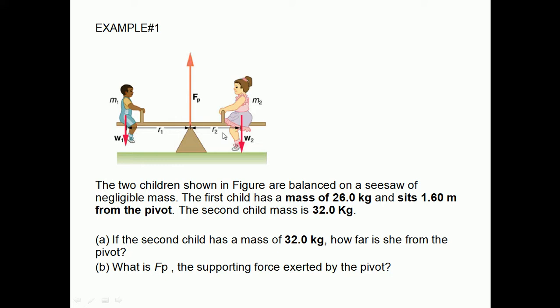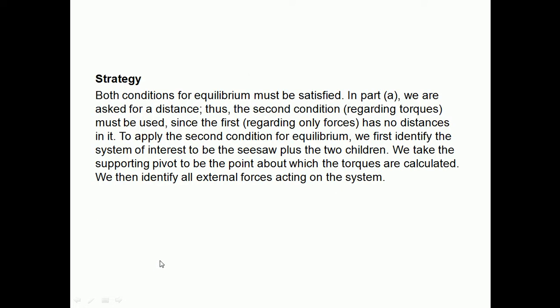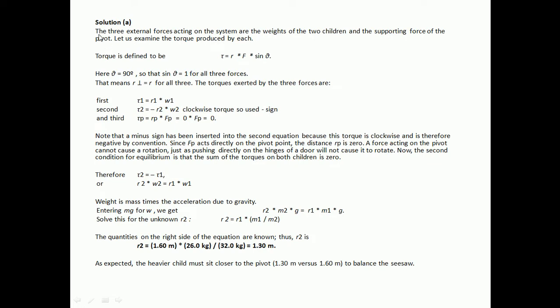This is our question. The strategy for solving it is mentioned over here, but I will go directly to the question. The three external forces acting on the system are the weight of the two children, in the downward direction, and the supporting force of the pivot. Let us examine the torque produced by each.